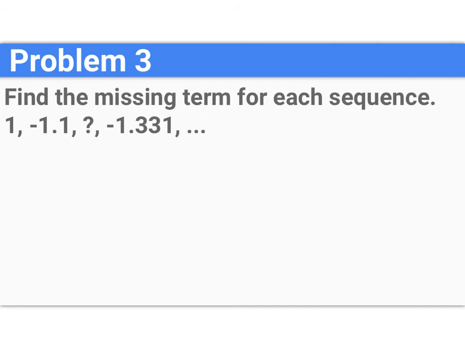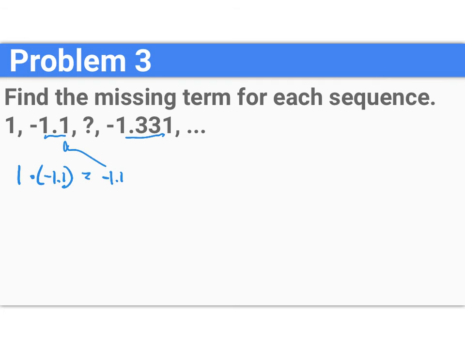Okay, so we have to look for the pattern here. And let's see what we have. We can go from 1 to negative 1.1 by adding. But here's the thing. This number here, I don't think we could get there by adding or subtracting. So let me try multiplying 1 times negative 1.1. And I know when I multiply by 1, I get the same number. Okay, so that makes that work.